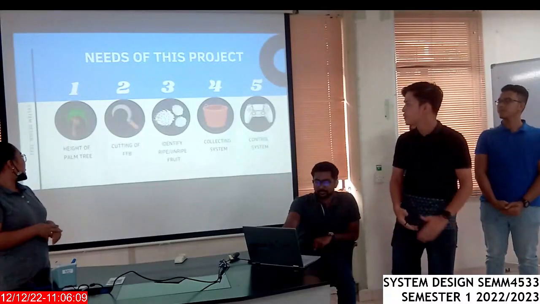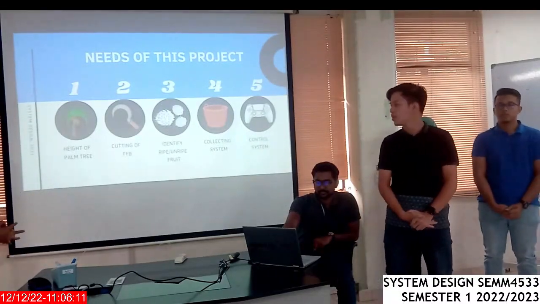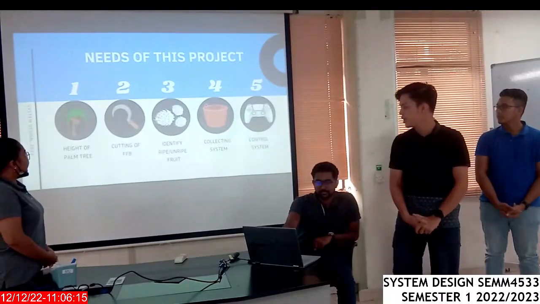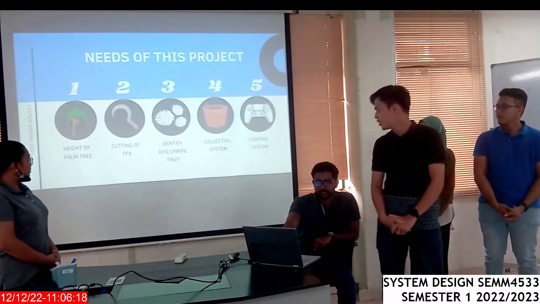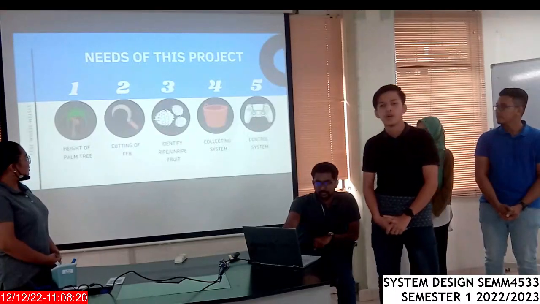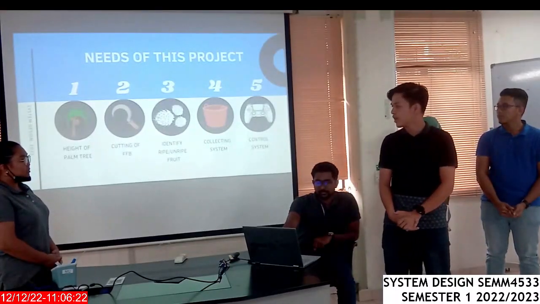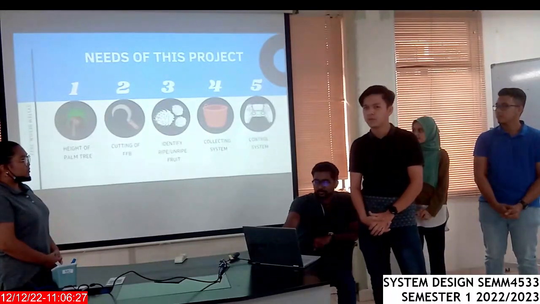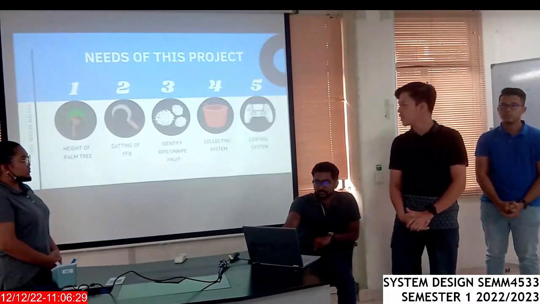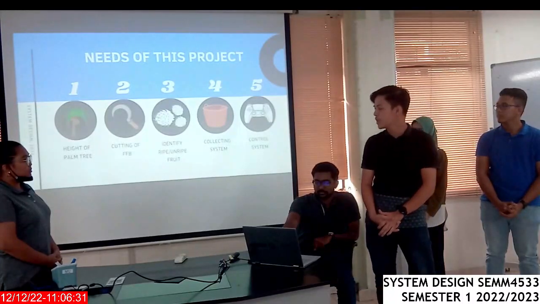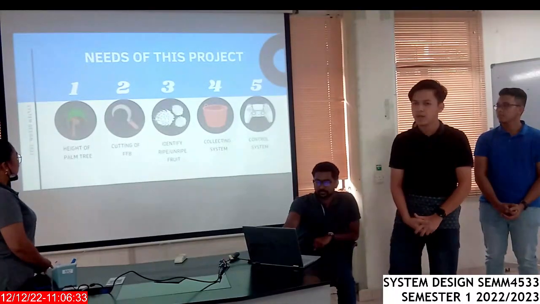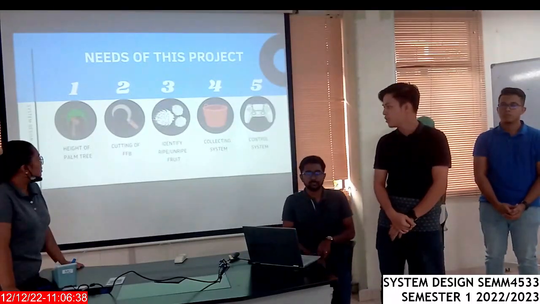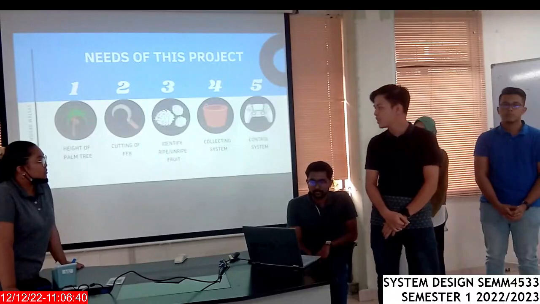So for the list of this project, we have 5 items, which are the type of the boundary, cutting of fresh branches, identified type of agriculture, quality system, and control system. For the first one, the type of the boundary, we found that most types of the boundary in Malaysia are in the range of 2 meter to 6 meter. So our operated machine will be working in this range of 2 meter to 6 meter.